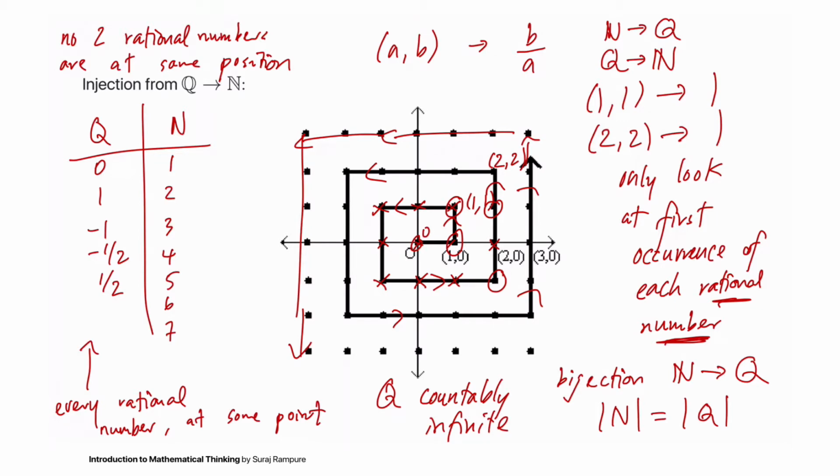And that is a proof that the rational numbers are countably infinite. Okay? This spiral path gives us an ordering of when each rational number is hit.